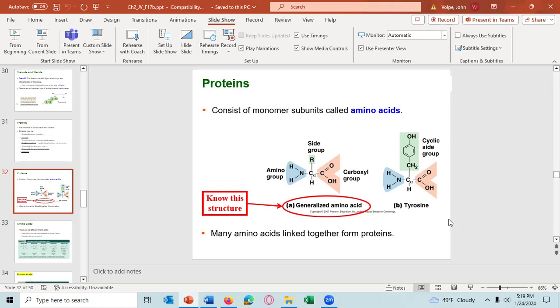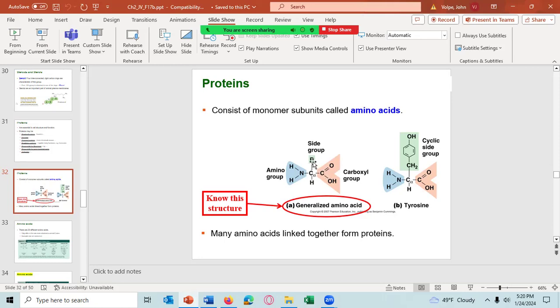An amino acid is shown here. It has a central carbon with hydrogen attached to that central carbon. On one end of the carbon is an amino group, NH2. On the other end of the carbon, opposite the amino group, is the carboxyl group, COOH. And of course, that first O has a double covalent bond to the carbon.